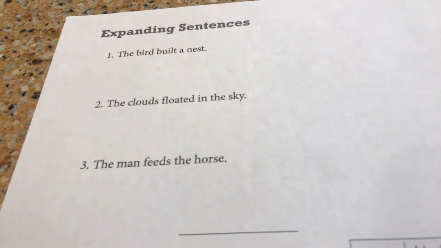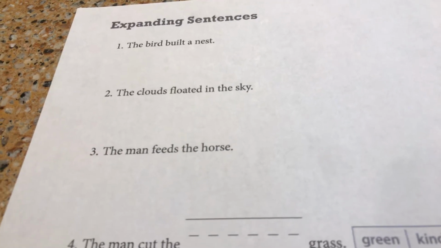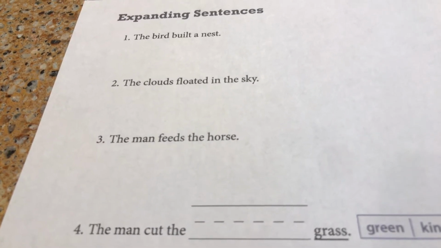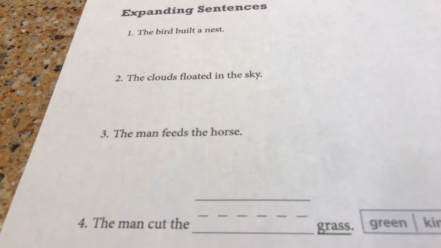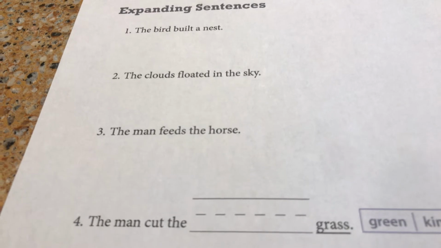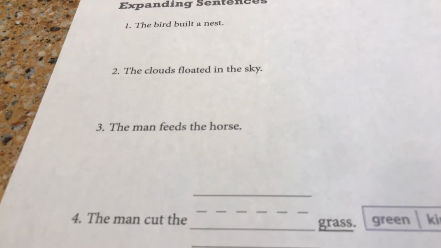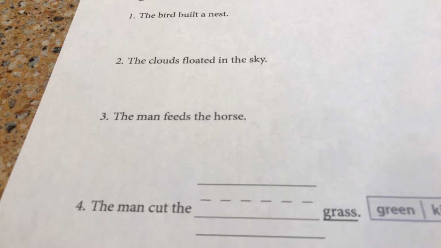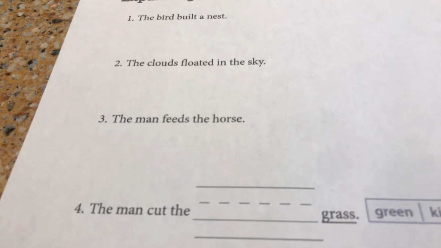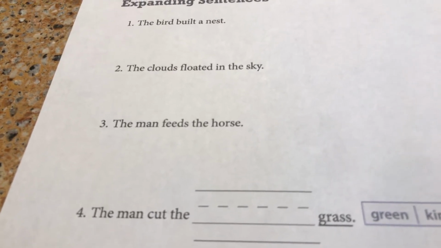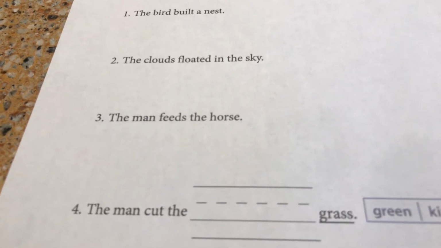Now we know that sentences are made up of two parts. The part that tells who or what the sentence is about is called the subject, and the part that tells what the subject does or is called the predicate. The main word or words in the subject part is called the subject, and the words in the predicate, usually the first word, are called verbs, and there are two kinds, action verbs and linking verbs.